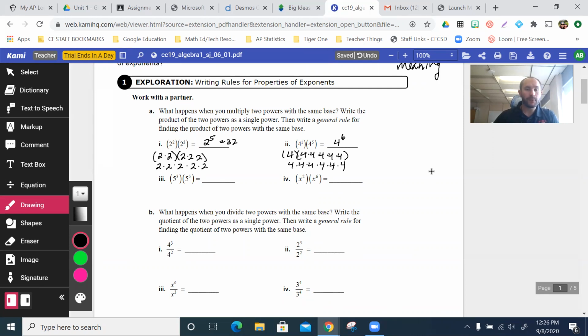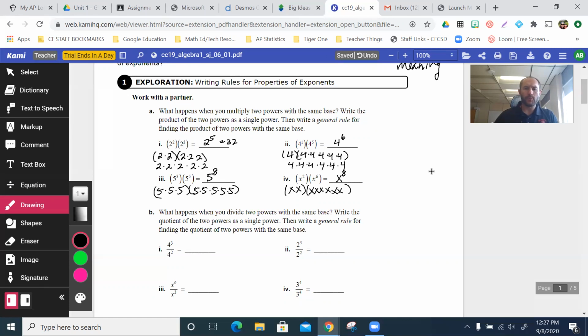We come over here, 5 to the 3rd is 5 times 5 times 5. 5 to the 5th is 5 times 5 times 5 times 5 times 5. Altogether, how many 5s are multiplying? There's 3 there, 5 there. A total of 1, 2, 3, 4, 5, 6, 7, 8. So this is 5 to the 8th power. And then finally, this is x times x, which is x squared. And then there's 6 x's. So in total, we have 2 here, 3, 4, 5, 6, 7, 8 again. So this is x to the 8th power.